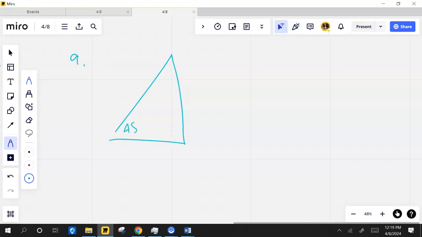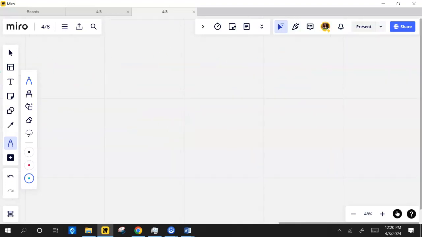This is a 45, 45, 90 triangle. This is 6 square root of 2, so I've got the hypotenuse. I need to make my way back to the leg, so instead of multiplying, I'm going to divide, and I'm dividing by square root 2, so it's just 6.